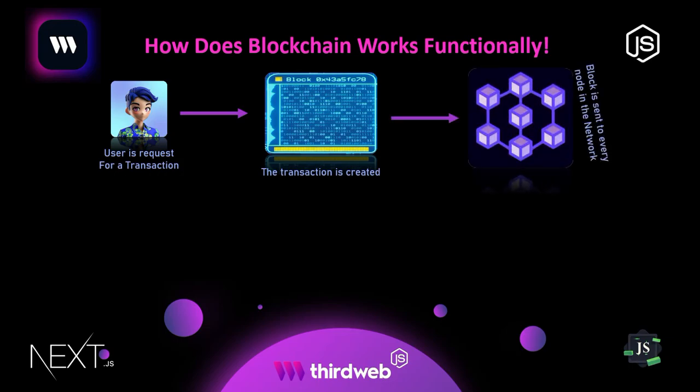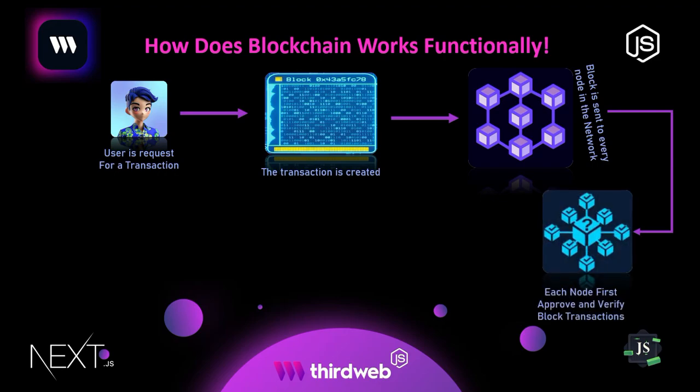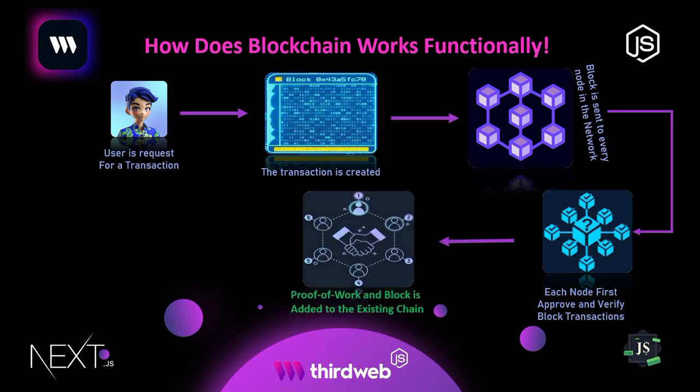This network could be Ethereum, Bitcoin, Solana, Avalanche, or Polygon blockchains. Okay, every single node in this network first approves and verifies the block transaction hash. For this work, they receive a reward by a mechanism, proof of work or proof of stake, called a consensus algorithm. And during this execution, this block is added into the blockchain.